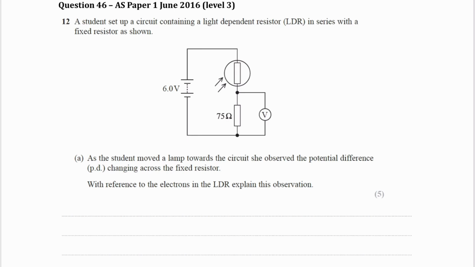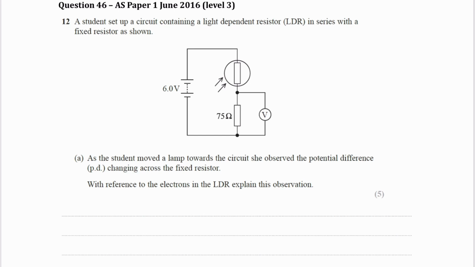So we have a circuit with a light-dependent resistor in series with a fixed resistor. We're told the EMF and the resistance of the fixed resistor. The student moves a lamp towards a circuit and observes that the potential difference changes across the fixed resistor. And we're trying to explain why this is the case, referring to the electrons in the LDR.